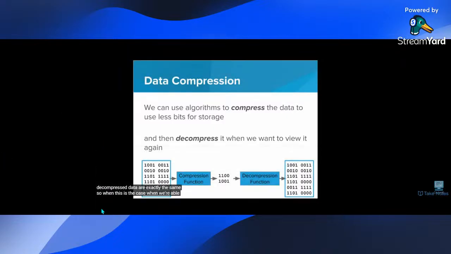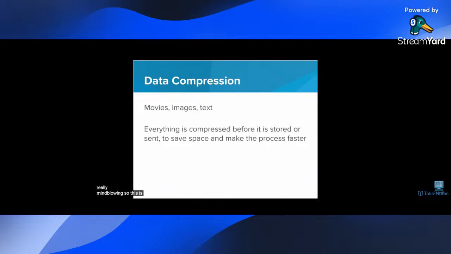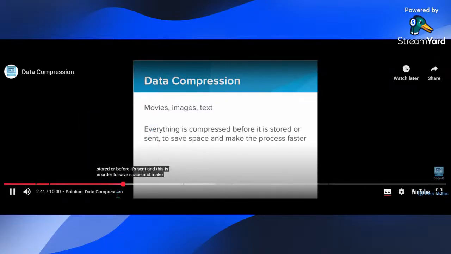So we see here that the original and the decompressed data are exactly the same. When we're able to fully restore the original data, this is known as lossless compression. And this is incredible. There are algorithms out there that can take data and pack it down to almost half its original size and still recreate the original. It's really mind-blowing. So this is what's happening every time you're interacting with digital information. Movies, images, text, all that information you're viewing on your computer is compressed before it is stored or sent, in order to save space and make the whole process faster.